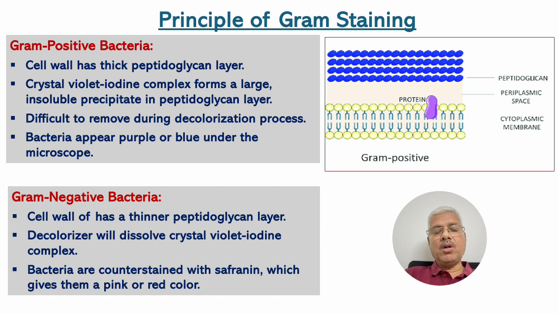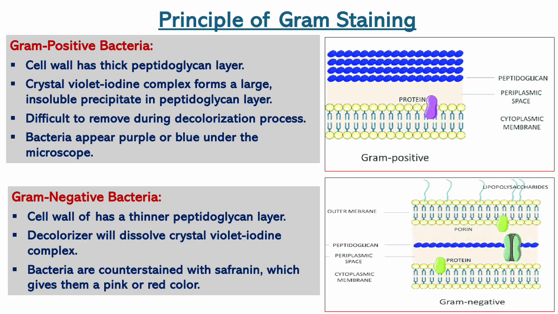The cell wall of the gram negative bacteria has a thinner peptidoglycan layer surrounded by an outer membrane. The decolorizer, that is the alcohol, can more easily penetrate the thinner peptidoglycan layer and dissolve the crystal violet iodine complex. Since the crystal violet iodine complex is removed, the gram negative bacteria are counterstained with safranin, which gives them a pink or red color.